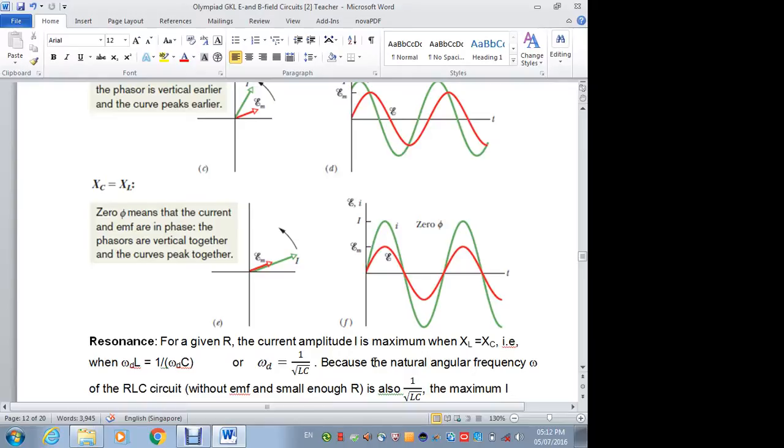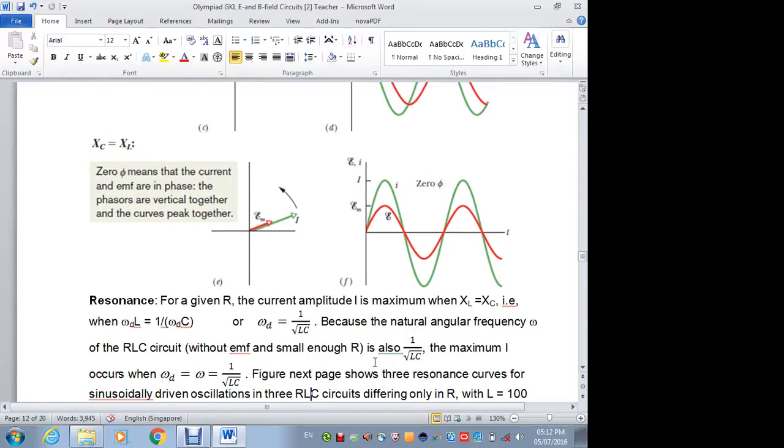The source is up to us to choose, to give it a frequency. But if you give it a frequency that happens to have a value of 1 over root LC, this will cause the circuit to resonate. That means the current in the circuit will be largest, because the natural frequency of the circuit is 1 over root LC.